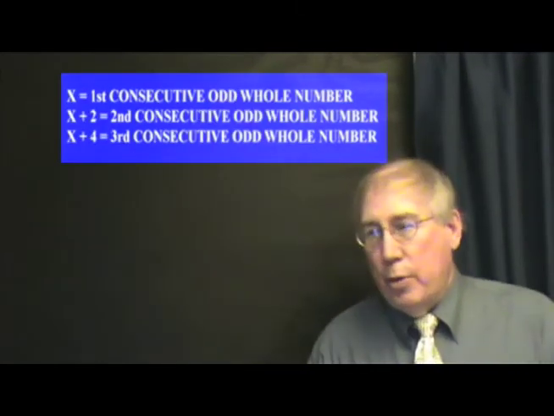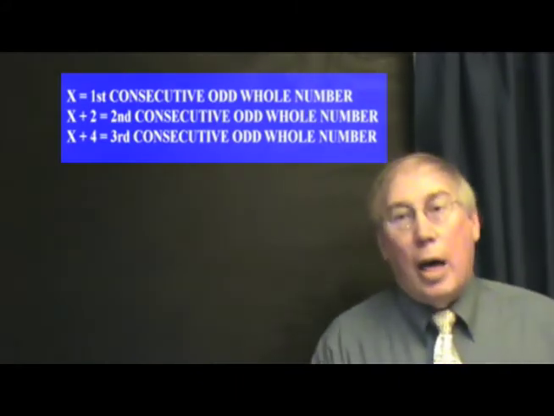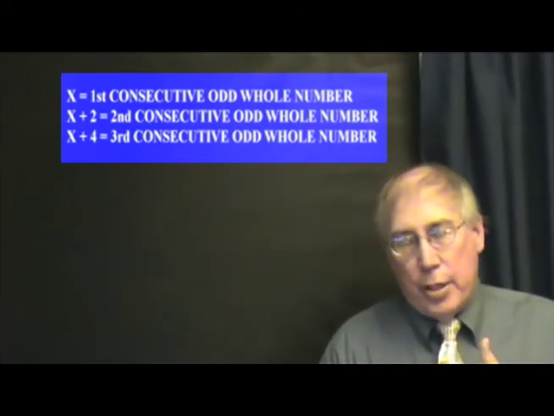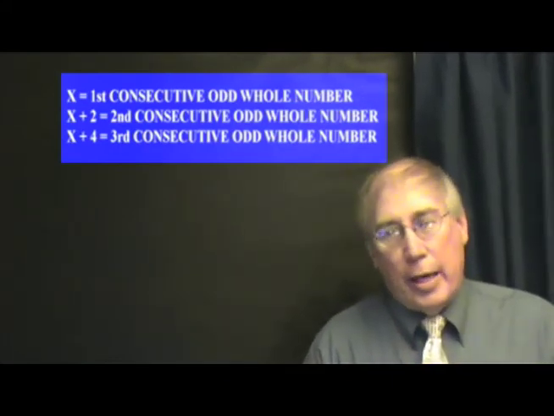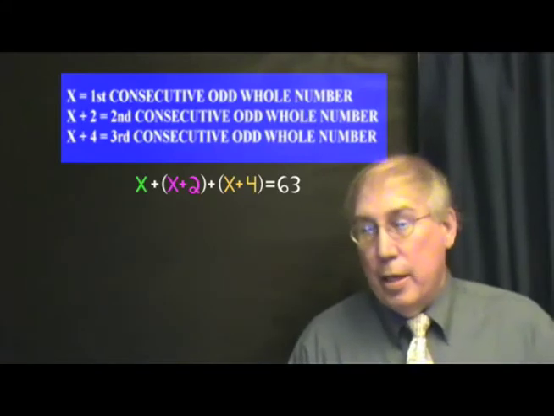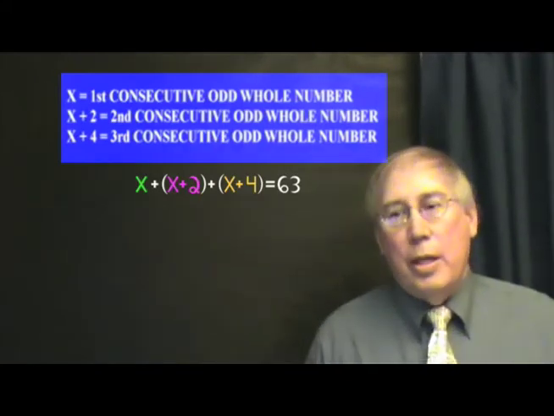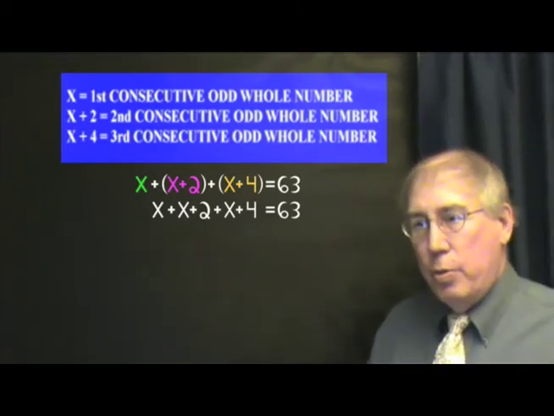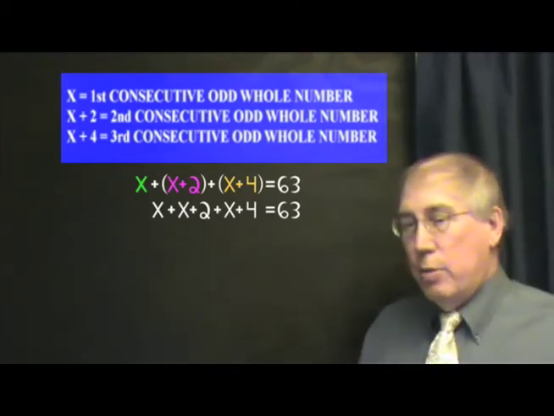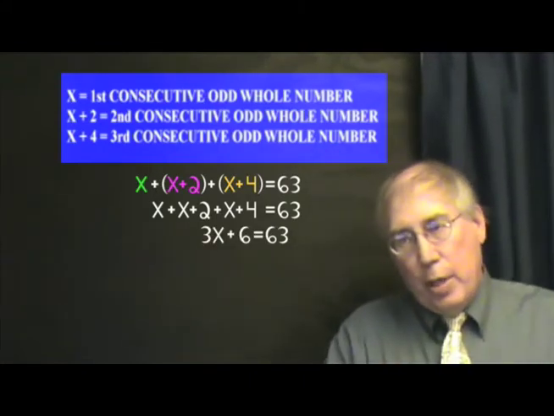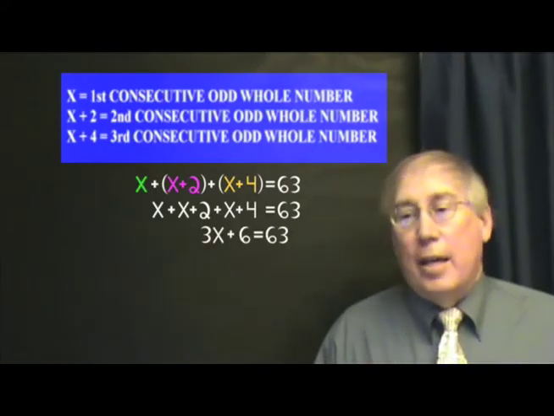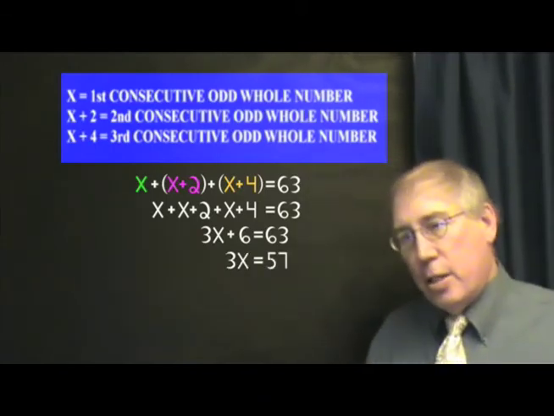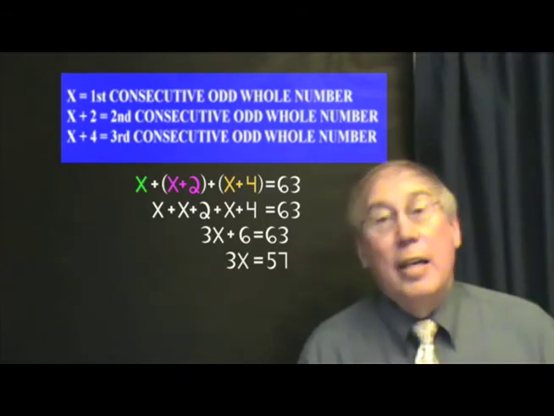Now, let's say that we're interested in the odd whole numbers, consecutive ones. Let's say x is the first, so x plus 2 will be the second, x plus 4 will be the third. And let's say that those three numbers add up to be 63. So we can go x plus x plus 2 plus x plus 4 equals 63. So we have 3 x's there on the left-hand side, and that'd be 3x, and then the 2 and the 4 is 6, and so we get 3x plus 6 equals 63.